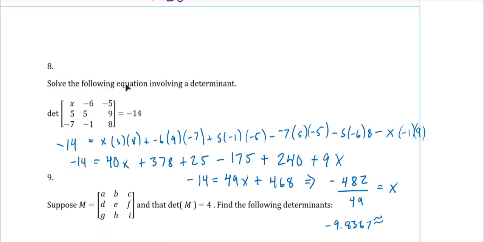To solve the following equation involving the determinant, we need to expand the determinant in terms of its formula. Here I've used Leibniz's formula, but you could use either. But all that's required is to write down the correct products, the sums, keep your signs straight, and then group like terms and solve, and this just becomes a linear equation. So really the hard part is writing this out in terms of the determinant formula.